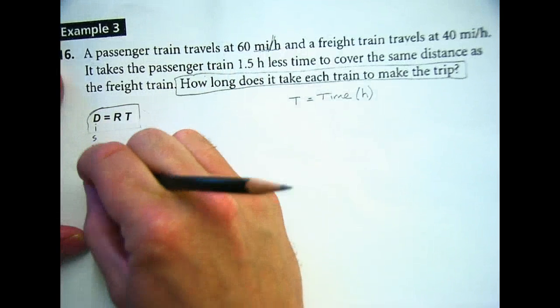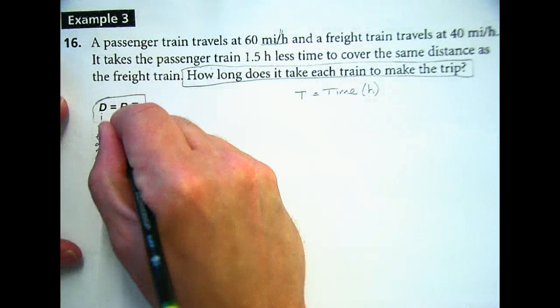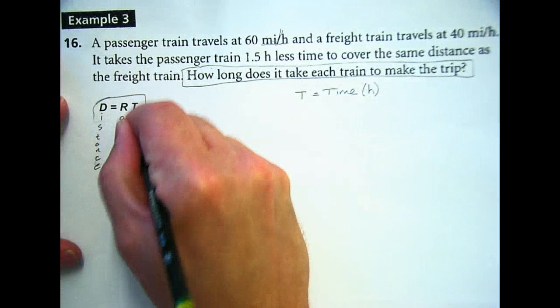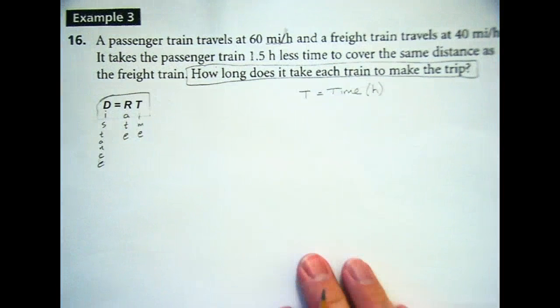It's hard for me to write downward like that. Let me try that again. Distance equals rate. What's a rate? Go ahead. The amount something goes by. Okay, the amount something goes up by.